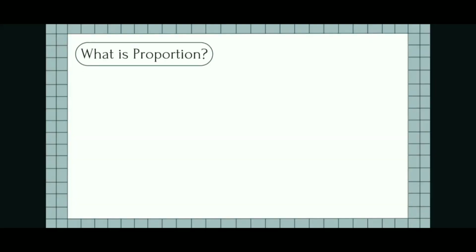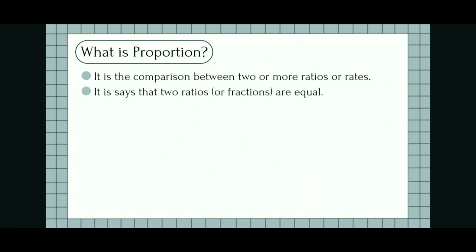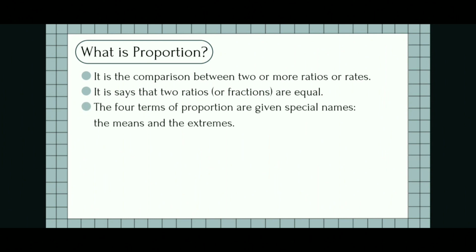Proportion. What is proportion? It is the comparison between two or more ratios or rates. It says the two ratios or fractions are equal. The four terms of proportion are given special names, the means and the extremes.